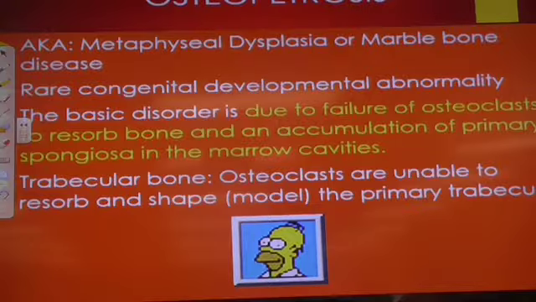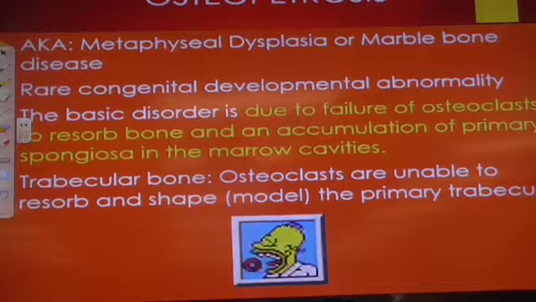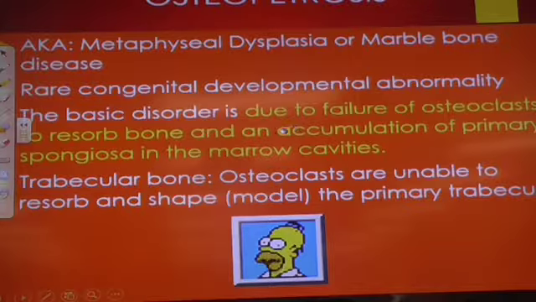So what is the function of osteoclasts? Break down bone. So if they do not break down bone, what's going to happen? It's going to keep growing, and then we have accumulation of excessive amounts of bone. So osteopetrosis is where we have an accumulation of primary spongiosa in the marrow cavity.